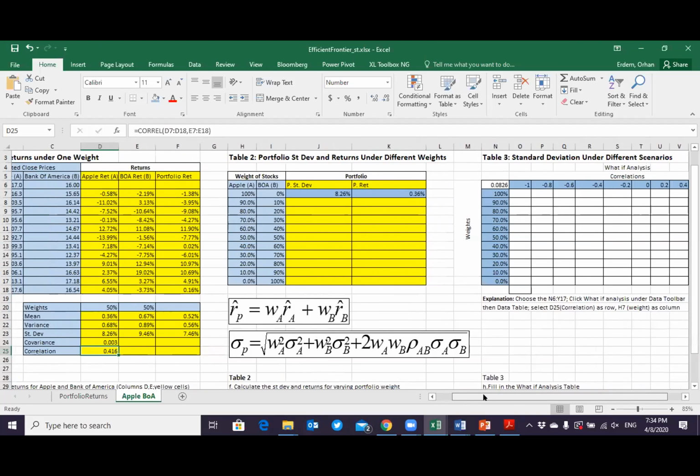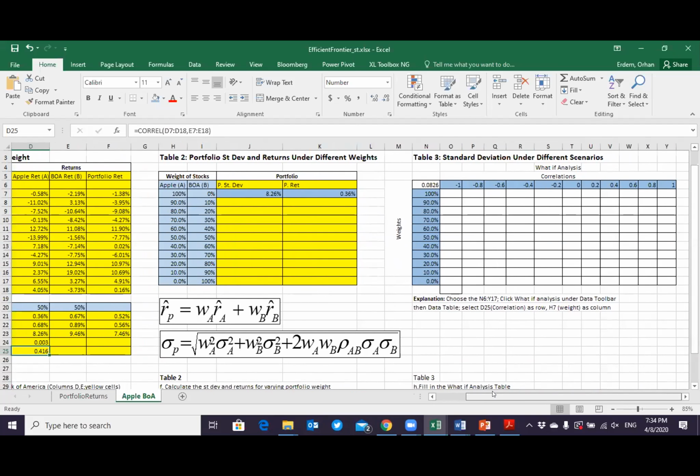Now I'm going to switch to table 2. Just save it, please, guys. Save it, because otherwise it might be a little complicated.